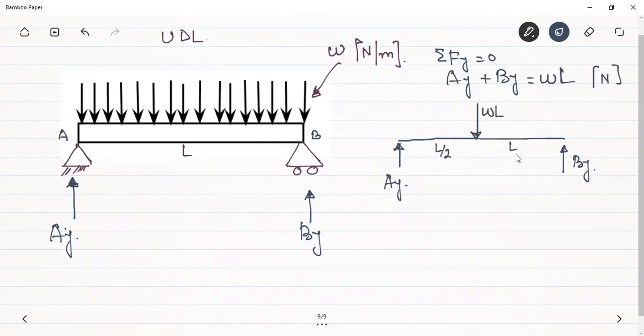This will be L by 2. So what can you say about the reactions without calculations? The reactions have to be equal. Therefore, total load is omega L. This has to be omega L by 2.